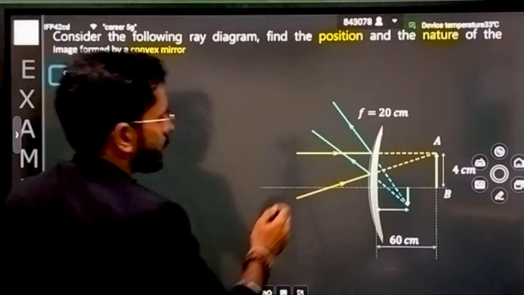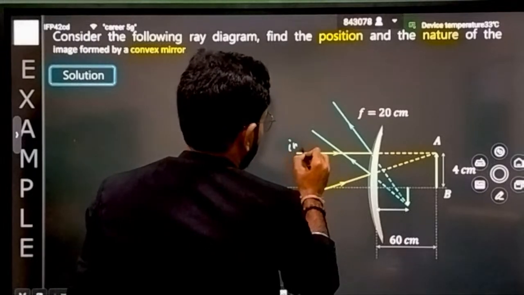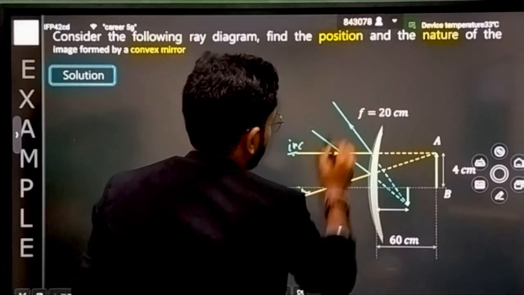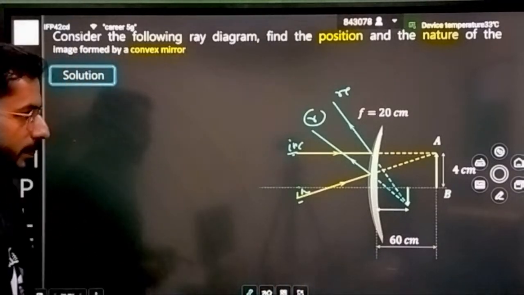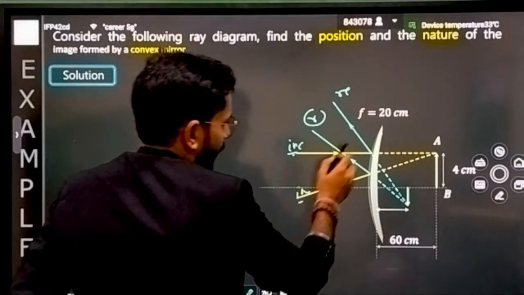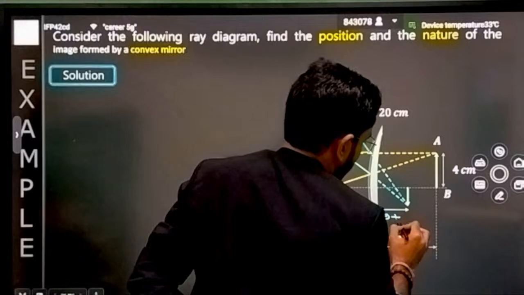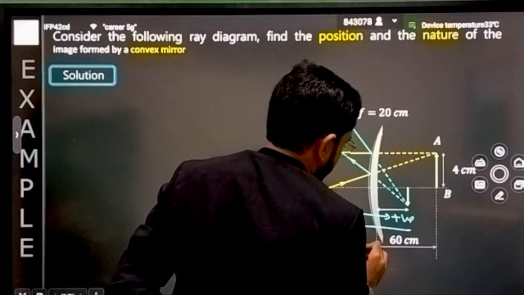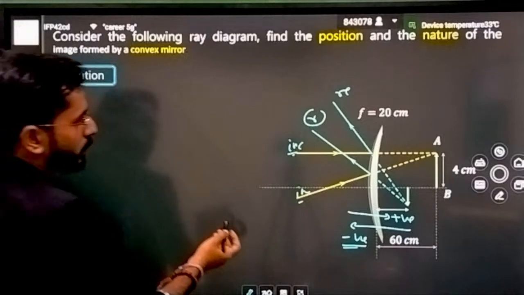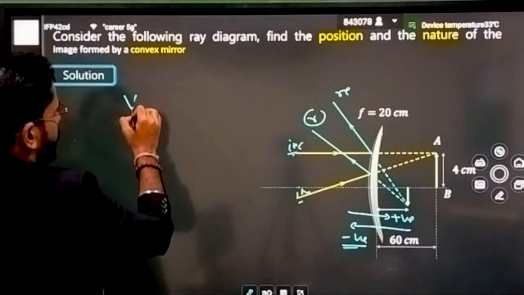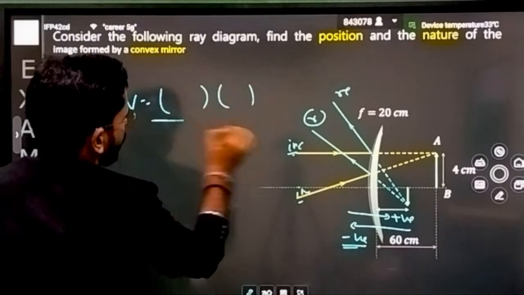Okay. See, these are the two rays that are incident. This is the incident ray, this is the incident ray, and these are the reflected rays that are coming after. So if this is the direction for the incident ray, firstly I will say that this direction is positive, that means this direction will become negative. So first let's find the position where the image is actually forming. So v is equal to u f divided by u minus f.